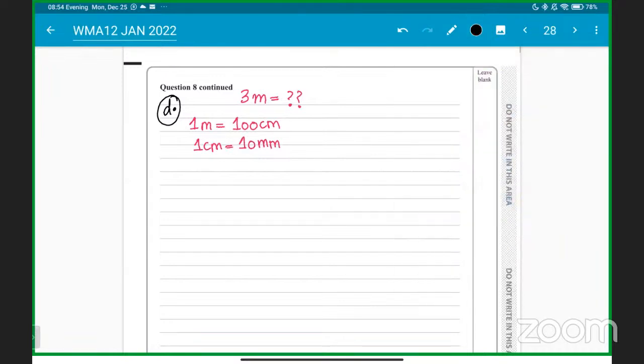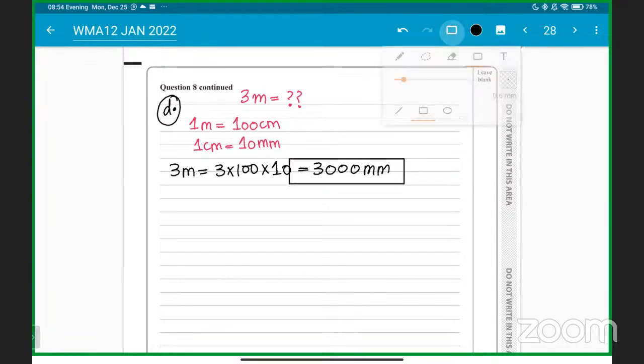You should know this. So eventually 3 meters will be 3 times 100 centimeters times 10 millimeters, so it will become 3000 millimeters. Everyone getting it? So 3 meters is equal to 3000 millimeters. First thing should be clear to everyone, that you need to get it as 3000 millimeters. Understood? Clear, everyone? Now, everyone needs to understand, follow very carefully.